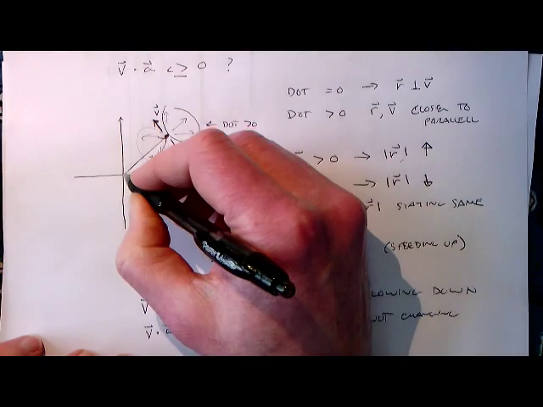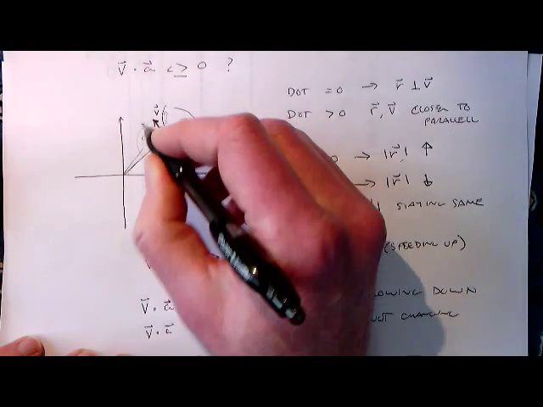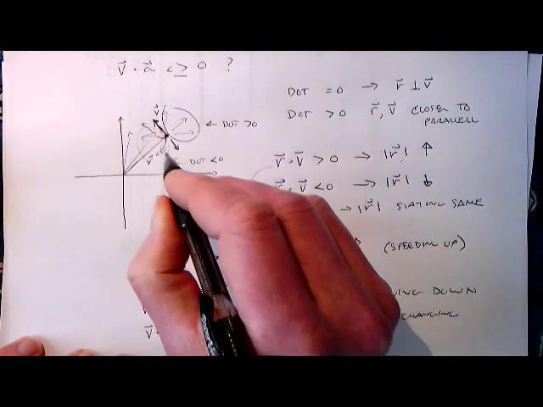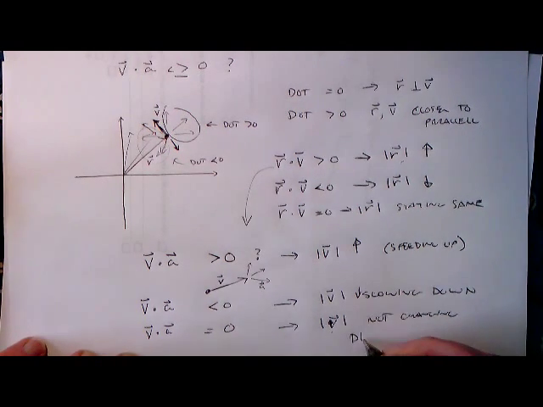In the same way that here, when the velocity is just perpendicular, what's happening is that r is just changing its orientation, but it's not changing its length. Here, the speed is not changing, but the direction that the object is moving is changing.